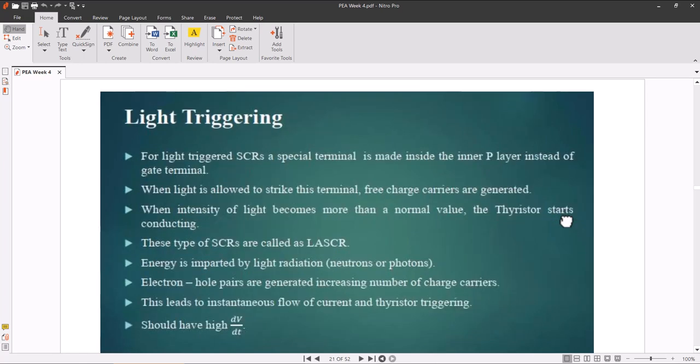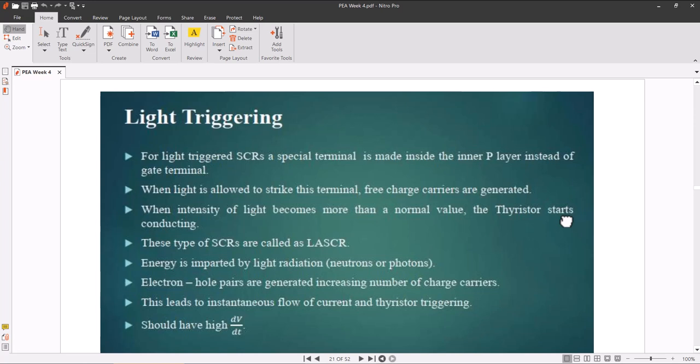The other one is light triggering. For the light triggered SCRs, that is LASCR, light activated SCRs, we discussed earlier, a special terminal is made inside the inner P layer of the gate terminal. When light is allowed to strike this terminal, free charge carriers are generated. When the intensity of the light becomes more than a normal value, the thyristor starts conducting. These types of SCRs are called LASCR.